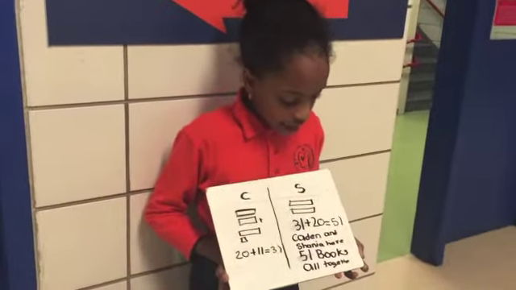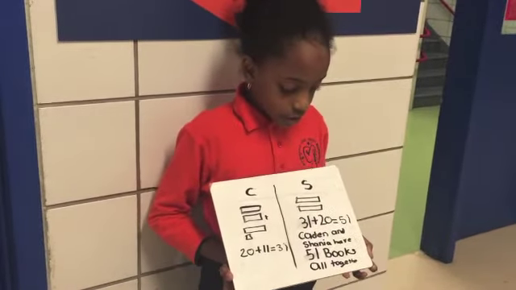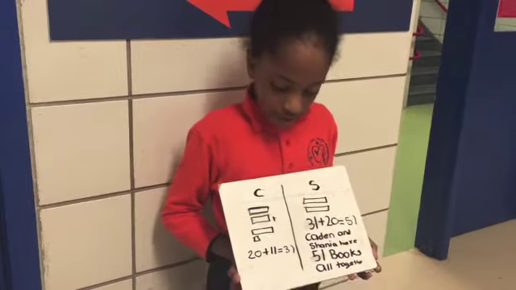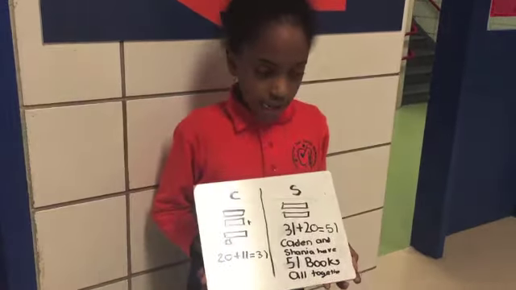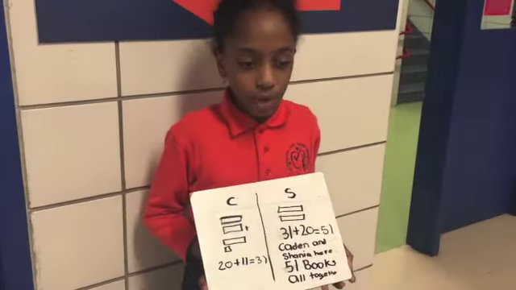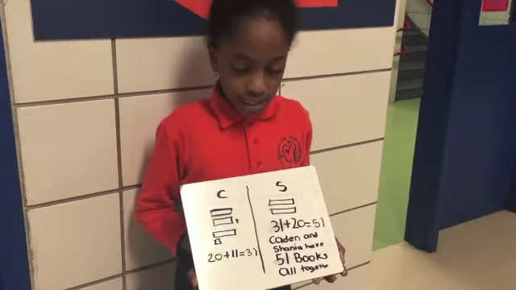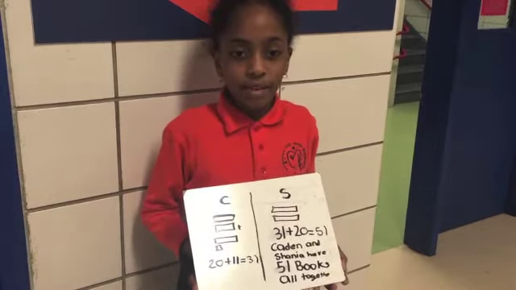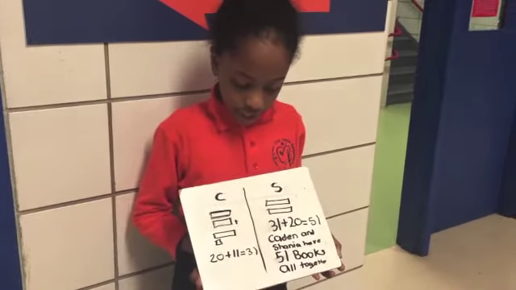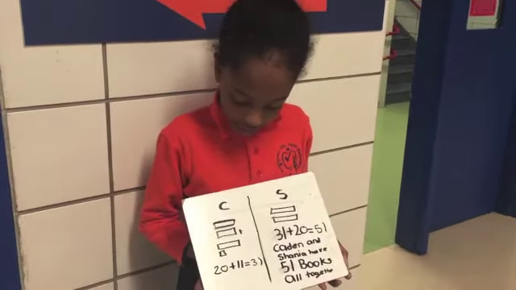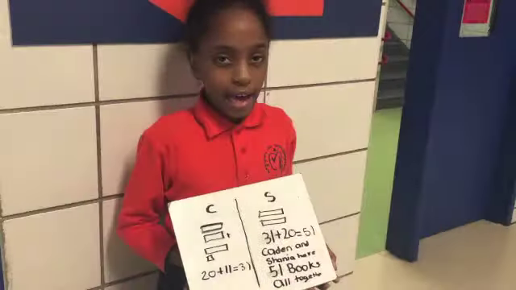Caden and Shania have 51 books altogether. I know that because in the story it said that Shania had 20 books and Caden had 11 more. So I drew 20 for each of the characters because Shania had 20 and Caden had 11 more.